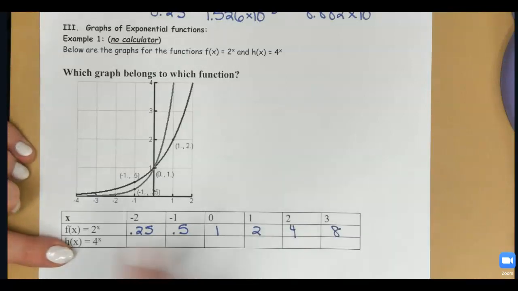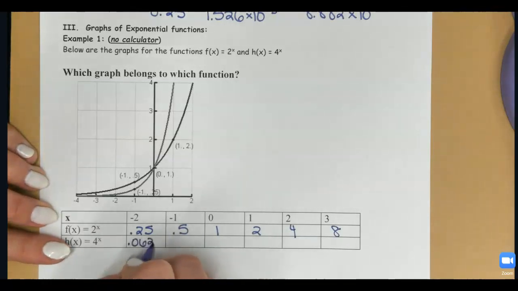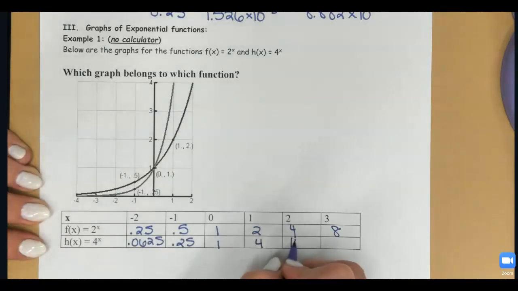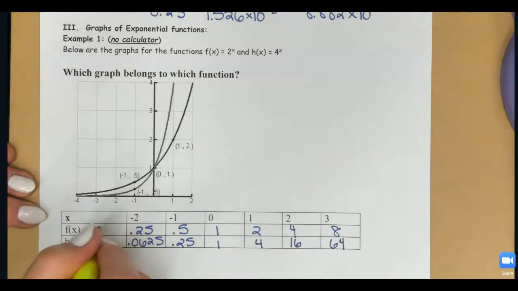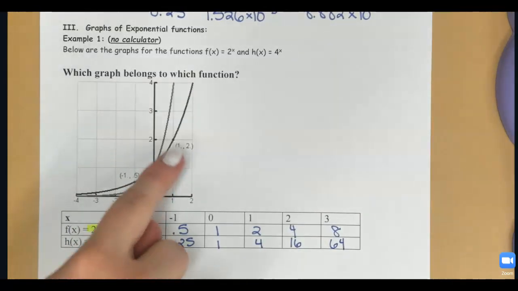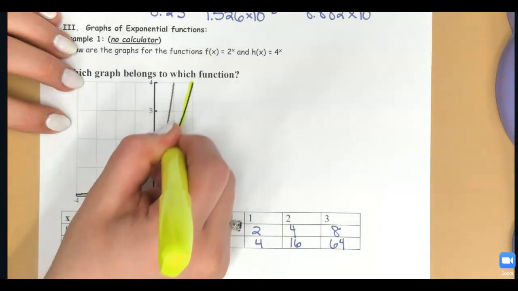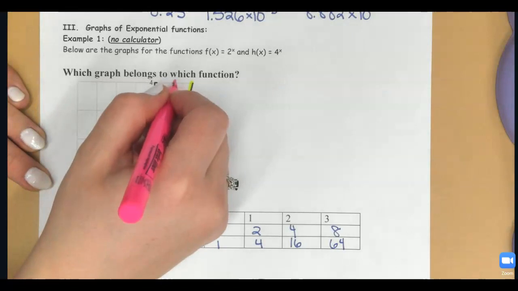Now let's do the same thing for 4 to the x. If x is negative 2, I get 0.0625. If it's negative 1, I get 0.25. 0 is 1, 1 is 4, 2 is 16, and 3 is 64. So looking at the graph, my function for 2 to the x has these points. So what I need to do is match them. Here is the point 1, 2. So this darker color graph is that function, which means the lighter color graph is my 4 to the x.